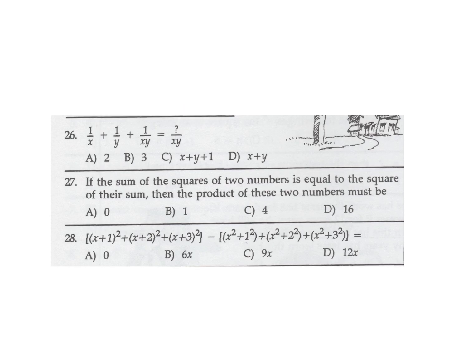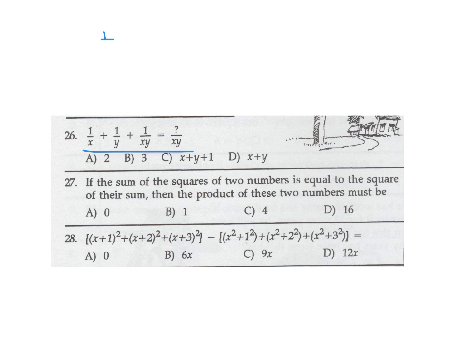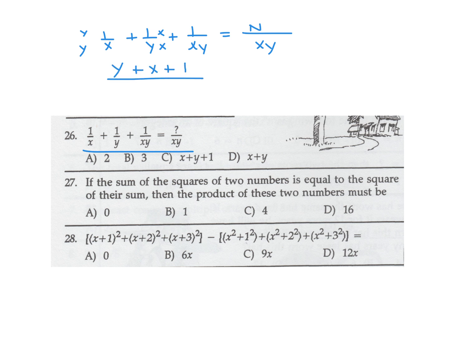All right, we've got this algebra here. 1 over x plus 1 over y plus 1 over xy is equal to something. I'll just put n over xy for now. So we've got to add this. Multiply top and bottom by y, top and bottom by x, to get common denominators: y plus x plus 1 all over xy. And that's going to be n over xy. So the denominators cancel, and n is just this top part right here, 1 plus x plus y. And that is choice C for number 26.